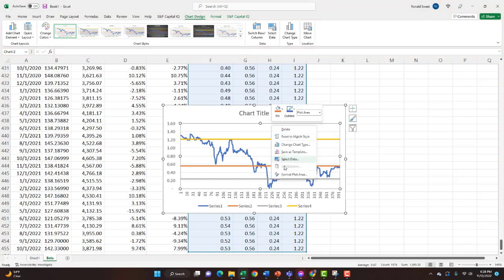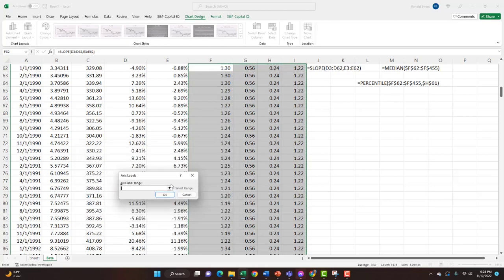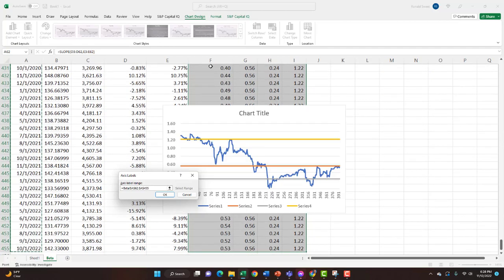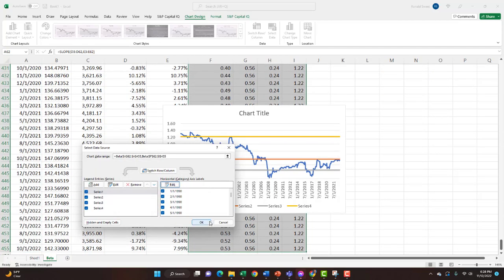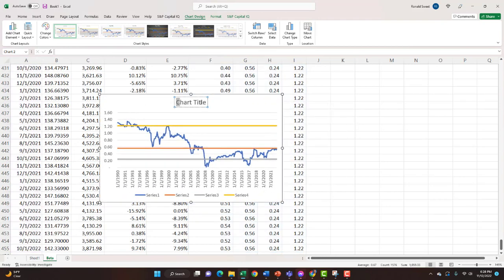I need to edit the data a little bit, so I'm going to select the data. I want to get the dates in there, so I'm going to edit the dates, go up to the top, and click on the dates, Control Shift down. It gives me my dates. And so I can give it a title: Walmart rolling beta, 5-year rolling using monthly data.